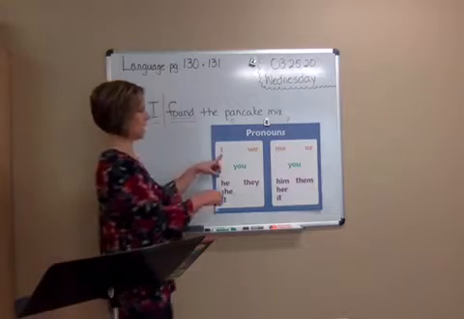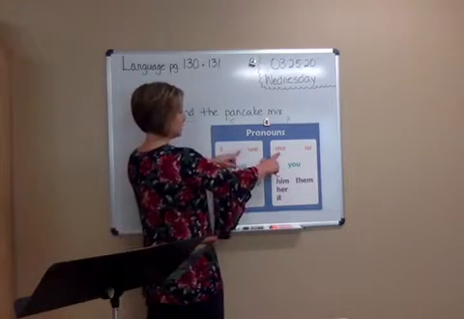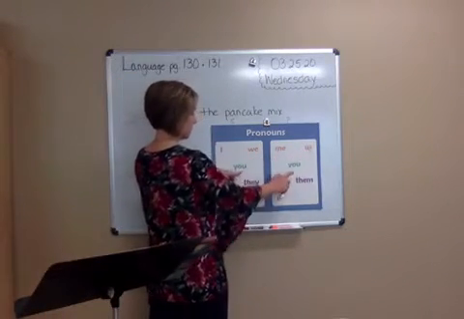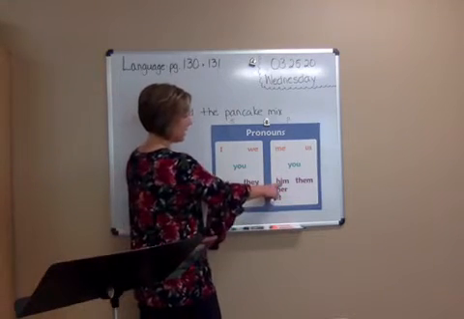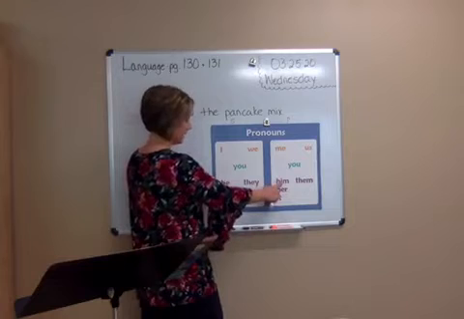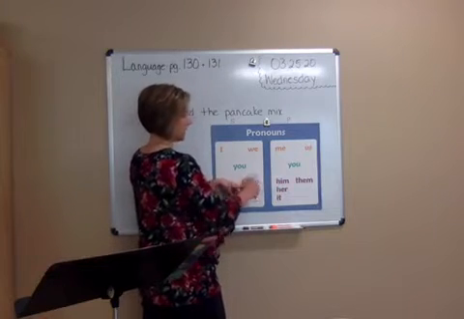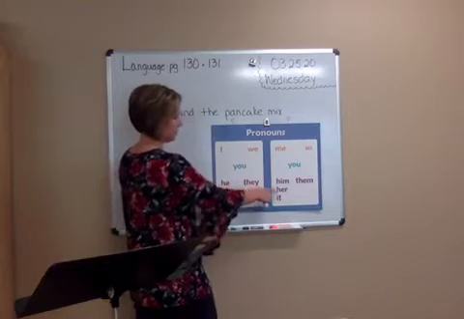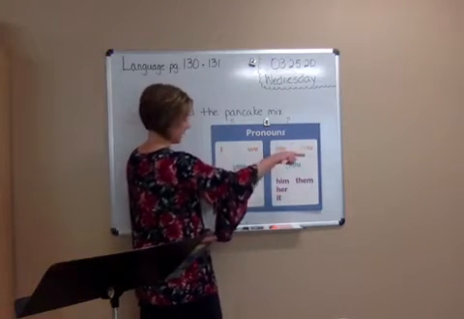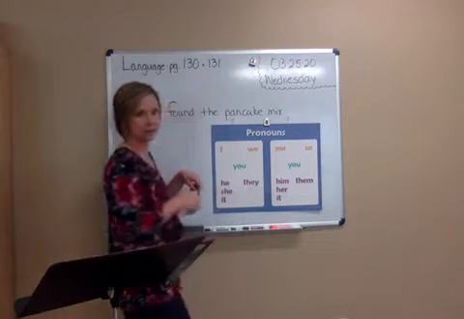So if you can kind of match I and me, we and us, you and you stay the same. He, subject side, him, predicate side. They, subject side, them, predicate side. She, subject side, her, predicate side. And then it stays the same.